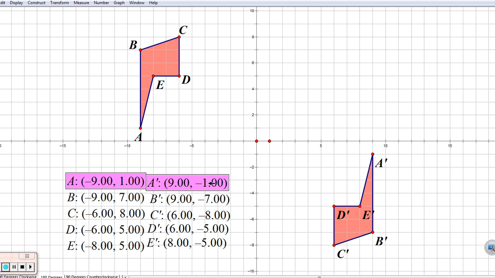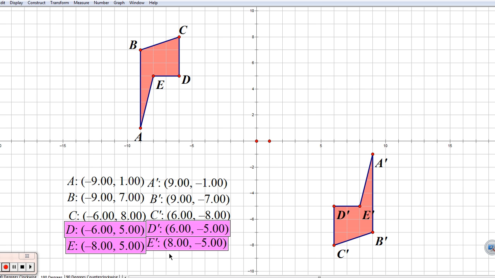Another sign change. Let's see if that holds same for B and B prime. -9 to +9, from 7 to -7. Did not change order, but which ones changed sign? Both of them. How about from C to C prime? Still the same thing? Did not change order, but both changed sign? How about from D to D prime and from E to E prime?